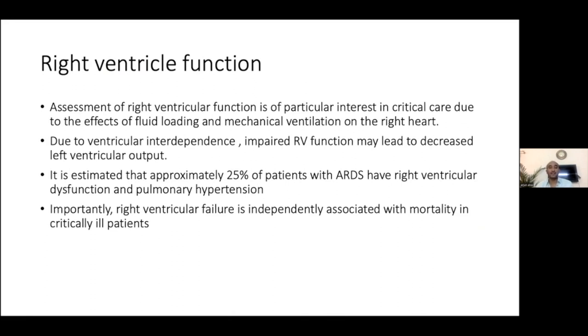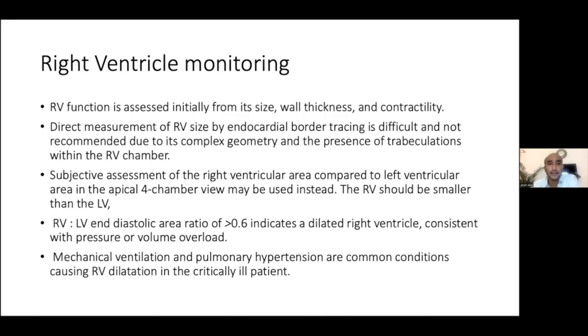Okay, an interesting fact is that about 25% of the patients with acute respiratory distress syndrome can have right ventricular dysfunction along with pulmonary hypertension. So, similar to the left ventricle, the function of the right ventricle is assessed initially by its size and by its wall thickness. You can directly measure the RV size by endocardial border tracing using the different measurements that we have in our echo machines.